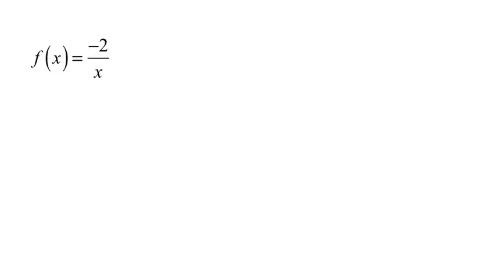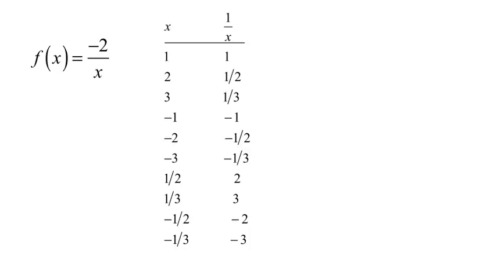But we can certainly multiply those things as well. So if I have negative 2 over x, that's just negative 2 times 1 over x. So we're going to take our 1 over x table and multiply everything by negative 2. So here's our 1 over x table. 1 over 1 is 1, 1 over 2 is a half, 1 over 3 is a third, etc. But if I want negative 2 over x, every one of these needs to be multiplied by negative 2.